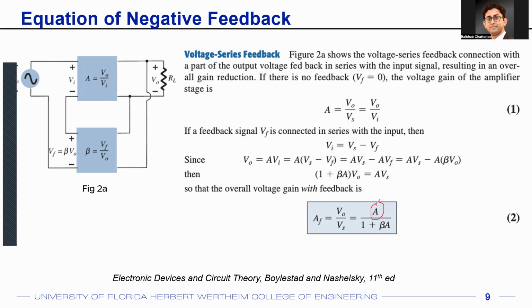So A is your open loop gain. And open loop gain was for this feed forward system, the original system that was working in the feed forward open loop condition. And the gain for that system was A. That is in your numerator. In your denominator, you have 1 plus A beta, where beta is the feedback gain. So your open loop gain, which was A, now reduces to A divided by 1 plus A beta.